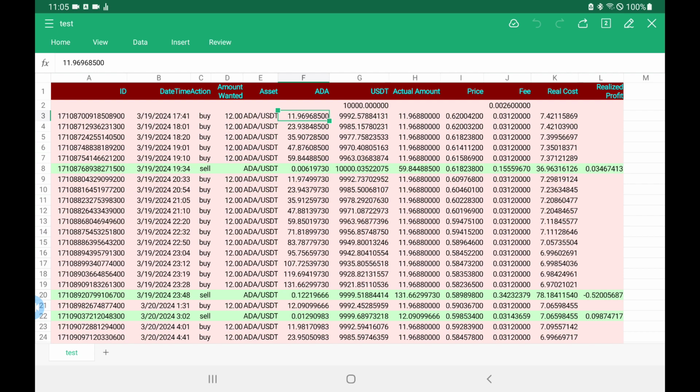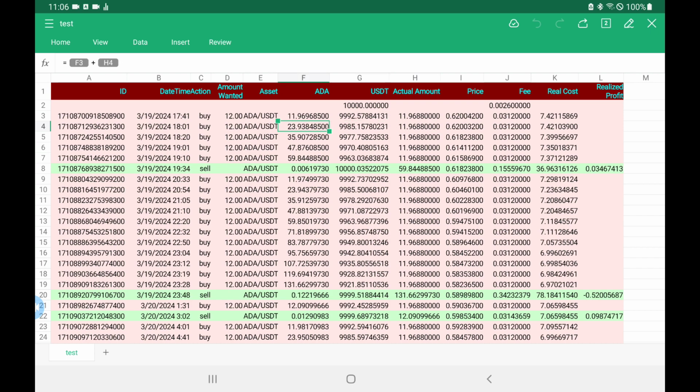Our ADA wallet is deposited with the amount that we've actually wanted, 11.9 ADA. And that carries on for every single trade we make. So for the second trade, we purchase exactly the same thing. 12 ADA is what we want, but we're only given 11.9 ADA because the fees are deducted.